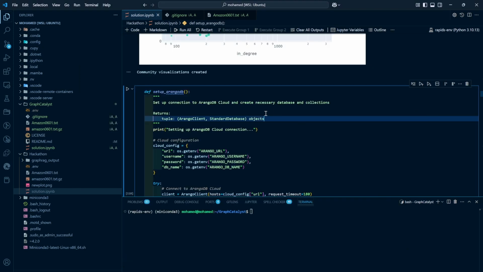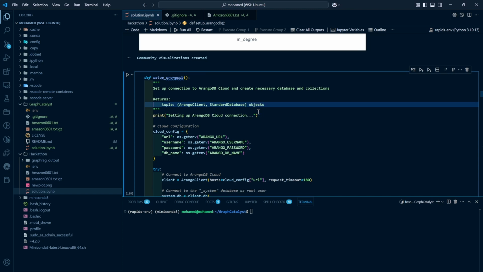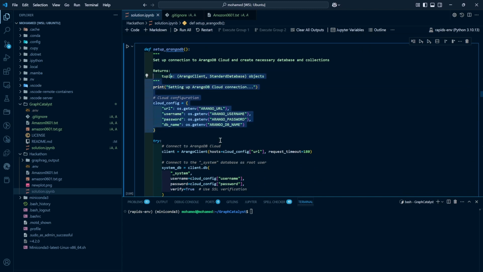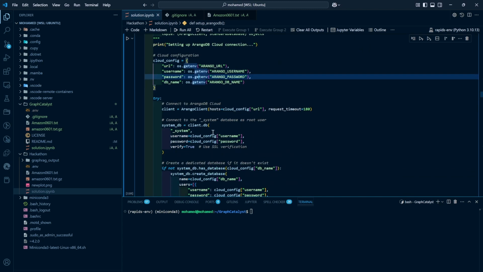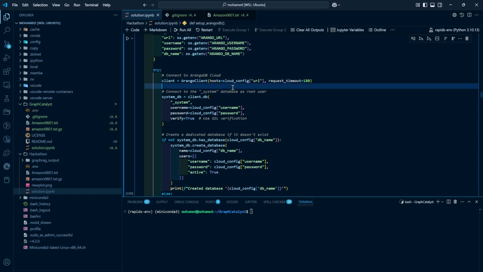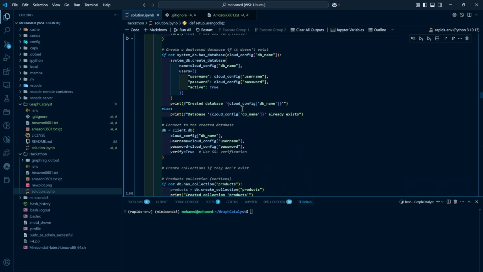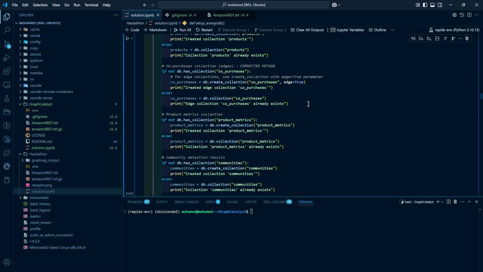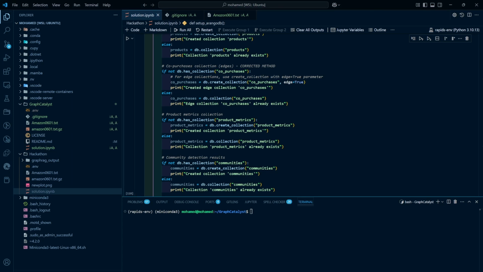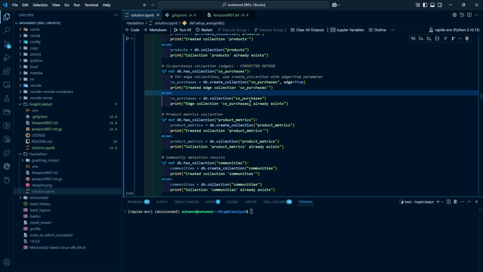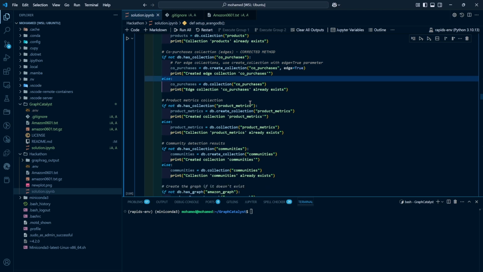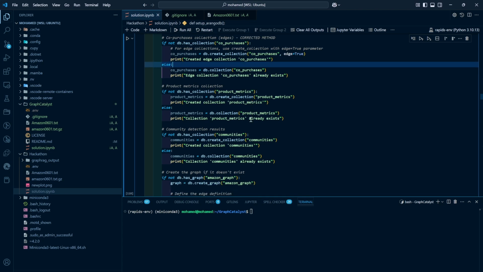So in this code here, we're setting up the ArangoDB interface, and also this is the persistence code. So we're establishing the cloud connections, and we're connecting to the ArangoDB cloud. Here's just some code for connection, and we're doing the persistence here, involving inserting the product nodes and also adding pre-computed analytics such as PageRank and centrality metrics. We're also creating co-purchasing relationship edges, and we're storing the community detection results.